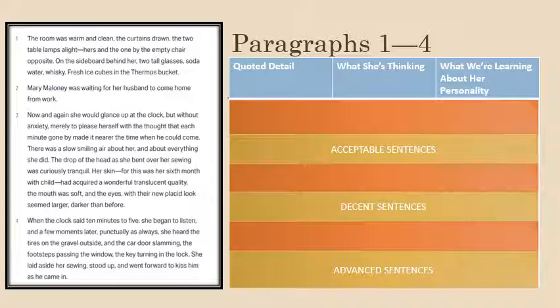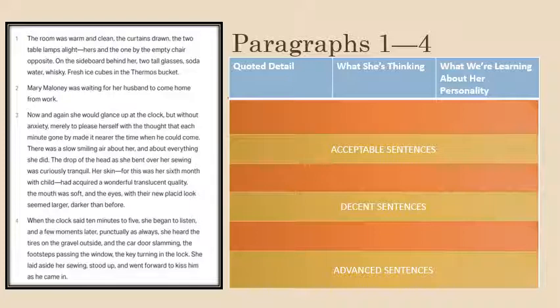So here are the first 4 paragraphs as read by me, Mr. Lassard. The room was warm and clean, the curtains drawn, the 2 table lamps alight, hers and the one by the empty chair opposite. On the sideboard behind her, 2 tall glasses, soda, water, whiskey, fresh ice cubes in the thermos bucket. Mary Maloney was waiting for her husband to come home from work.